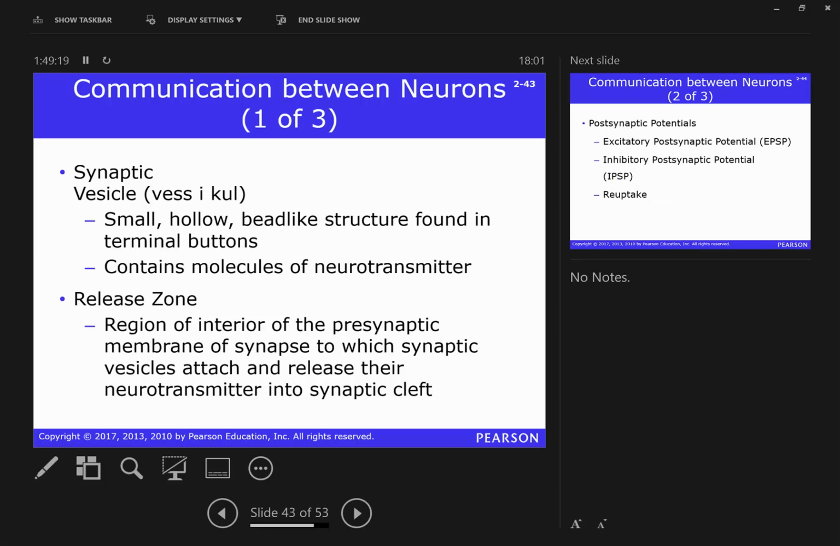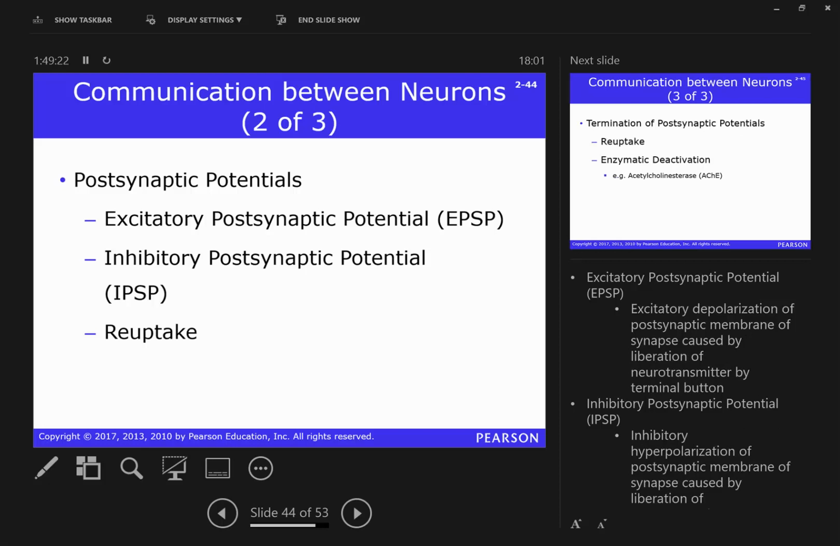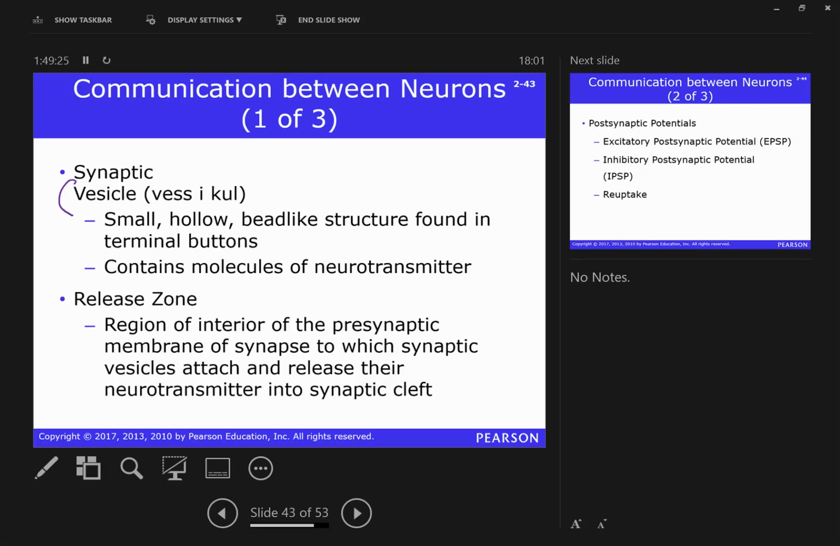All right, so we talked about synapses, we talked about vesicles, don't worry about release zones. That's also a very, very complicated definition. That's the zone where they're going to release the vesicles, right? So put that right up there with binding sites. Spend a lot of time studying that.